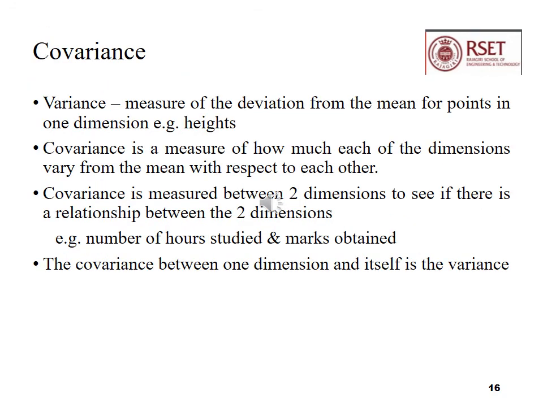The next important term is covariance. What is meant by variance? Variance is the measure of the deviation from the mean for points in one dimension. And covariance is a measure of how much each of the dimensions vary from the mean with respect to each other. The calculation of variance and covariance will be discussed in the PCA part. The covariance is measured between two dimensions to see if there is a relationship between them. Example, the number of hours studied and marks obtained. The covariance between one dimension and itself is a variance.